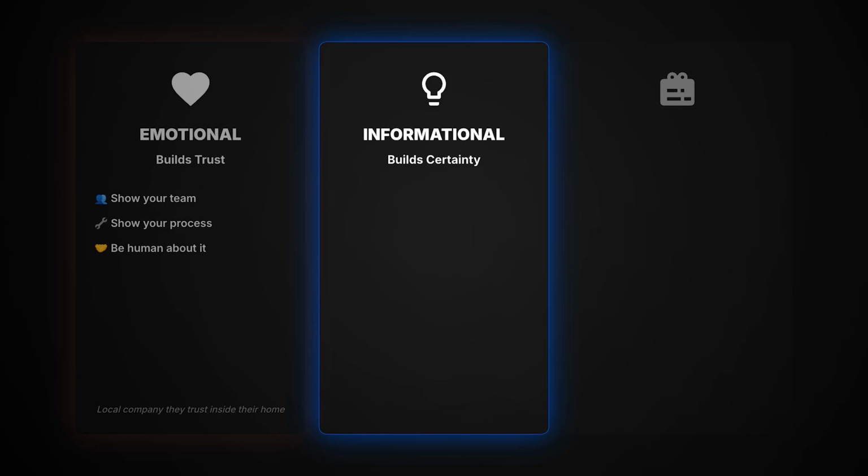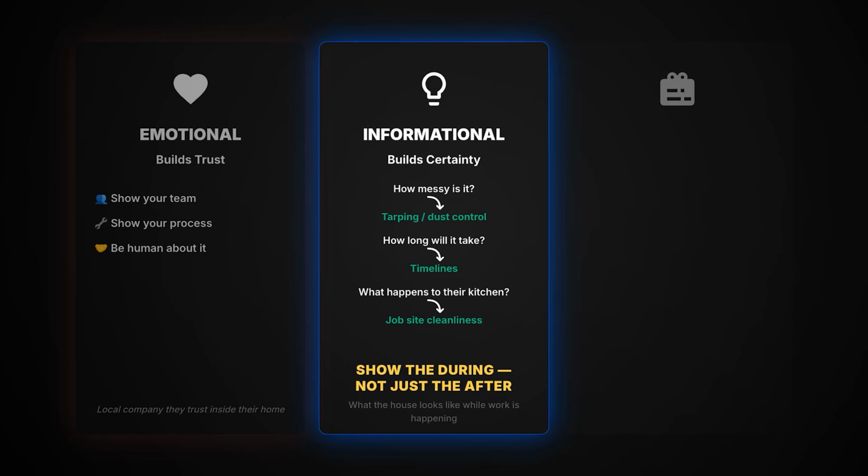The second is informational. That builds certainty. They want to know what the process looks like, how messy is it, how long will it take, what happens to their kitchen during the remodel. So show things like tarping off, your dust control, the job site cleanliness, the timelines. Show what the house looks like while the work is happening, not just the after.